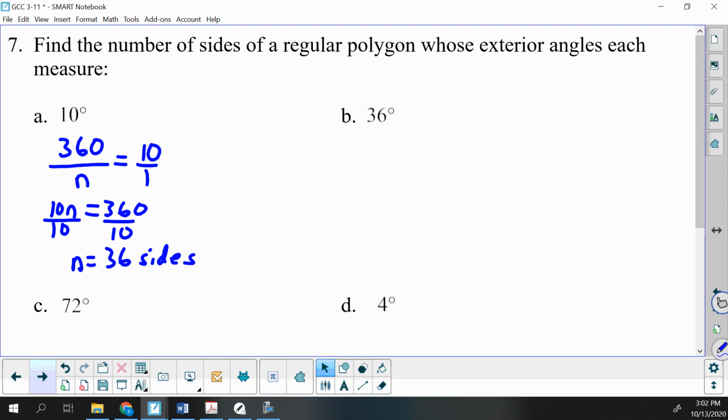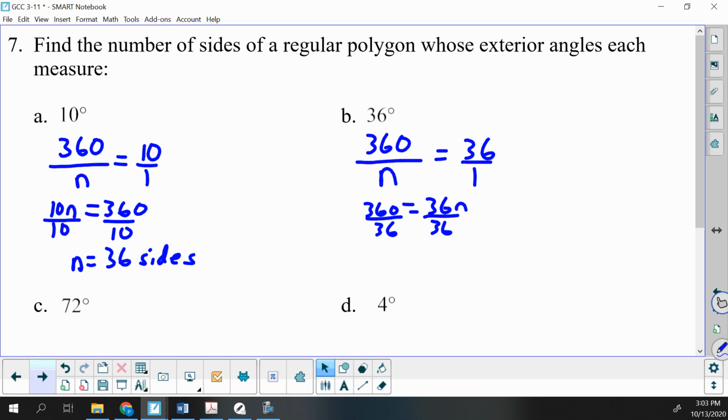We'll do B again together. So 360, because that's the sum of the exteriors. We don't know the number of sides to divide by, but that should give us one exterior angle, which is 36. We'll put the 36 over 1 and we'll cross multiply. 1 times 360 is 360. 36 times n is 36n. We'll divide both sides by 36, and that'll give us 10 sides for n in this case.